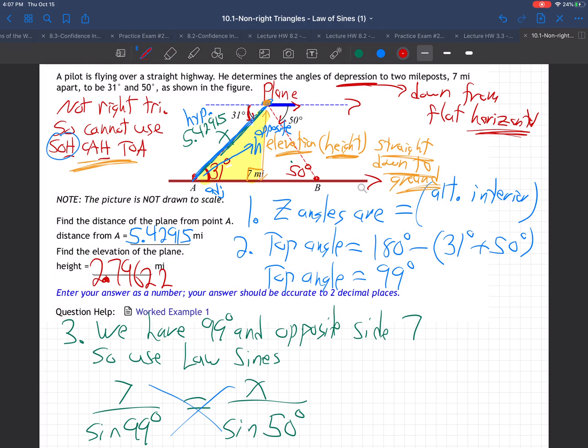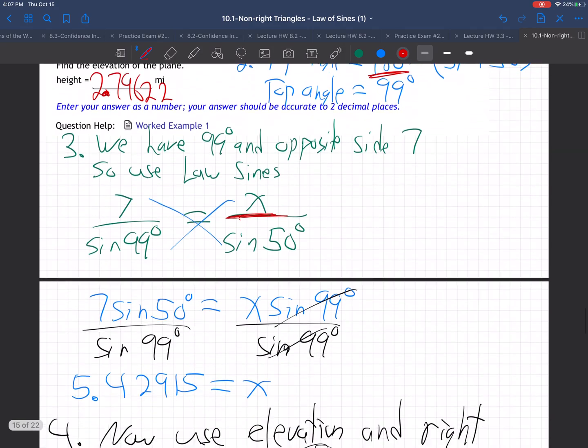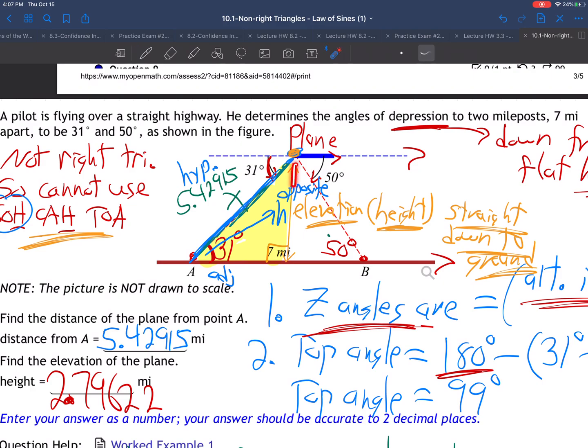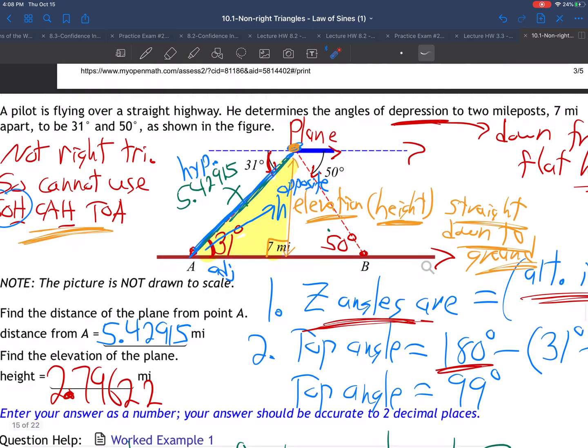So there we go. We used law of sines for the first part. You had to use a little geometry, actually: the Z angles, the alternate interior angles for the first part, and then found the top angle by subtracting from 180. Then we used law of sines to solve for x, and then we observed for elevation, it comes straight down. That's what elevation means. We formed a right triangle, and we used SOHCAHTOA because we had a right triangle now. And so this is opposite over hypotenuse, that's sine, and we're able to finish it.